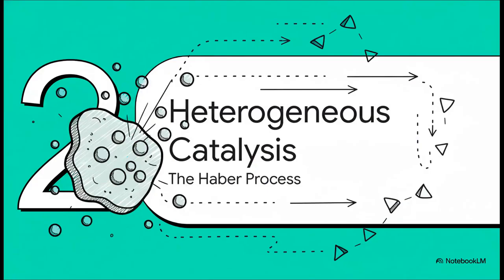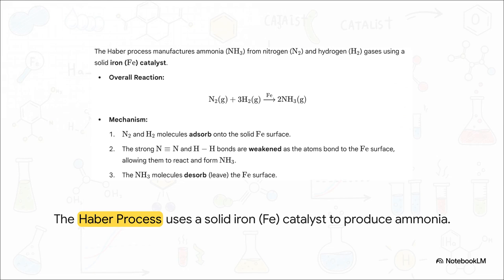Right, let's get into our first major category, heterogeneous catalysis. The word to focus on here is hetero, which just means different. And that's your clue. This is when the catalyst is in a different physical state or a different phase from the reactants. The textbook example for this is the Haber Process.